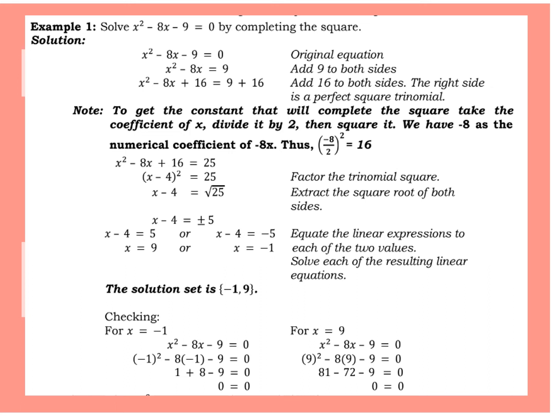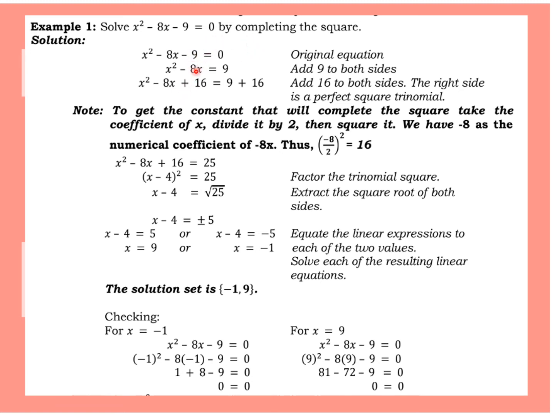So, we have here another example. x squared minus 8x minus 9 is equal to 0. We need to use completing the square to find the solution set of this given equation. So from the original equation, we need to add 9 to both sides. So ito po, mawawala po yung negative 9 natin.